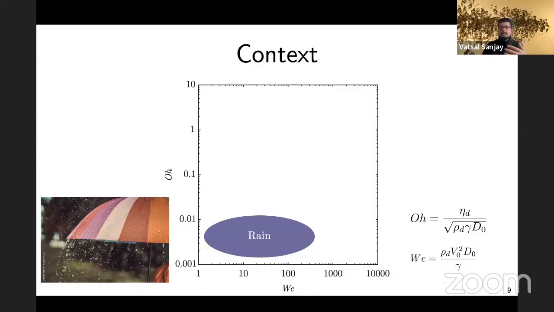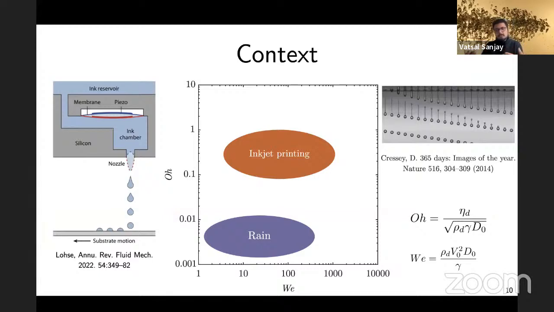And of course, it's important to study them, and it's important to know how much force they have once they impact surfaces, because that will lead to things like erosion and so on. So that's very crucial to understand this regime. The second regime is also very important for industries.